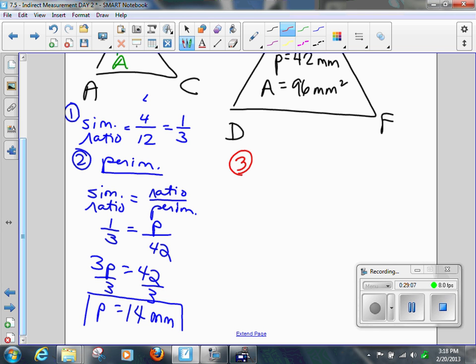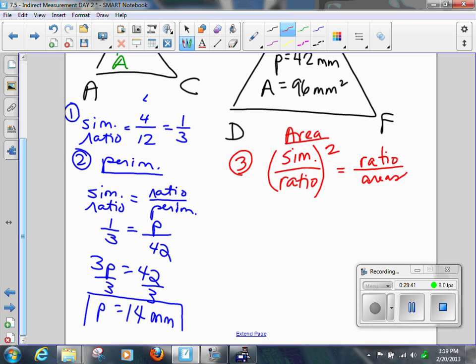You need to know that the similarity ratio is equivalent to the ratio of the perimeters. And the similarity ratio squared is equivalent to the ratio of the areas. That's all on that theorem. It's all based upon that theorem. Okay? Now, because we're dealing with area, based upon that theorem, the similarity ratio has to be squared, and that's going to be equal to the ratio of the areas.